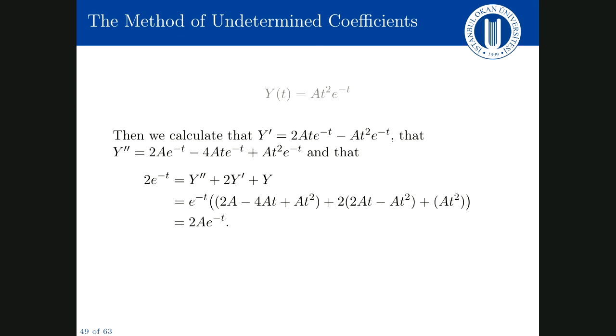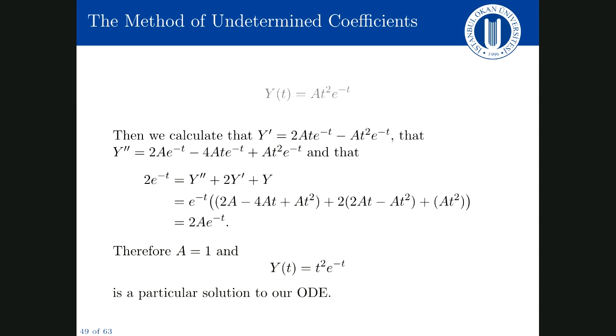We can differentiate capital Y a couple of times, put them in the equation, and find that we must have 2 e to the power minus t is equal to 2A e to the power minus t. So clearly capital A must be equal to 1. We have found our particular solution. t squared e to the power minus t is a particular solution to this differential equation.